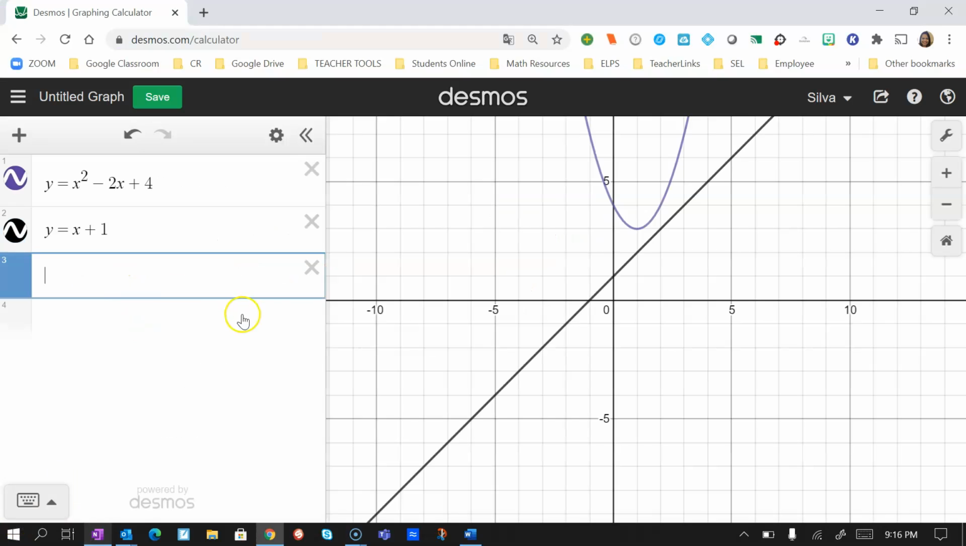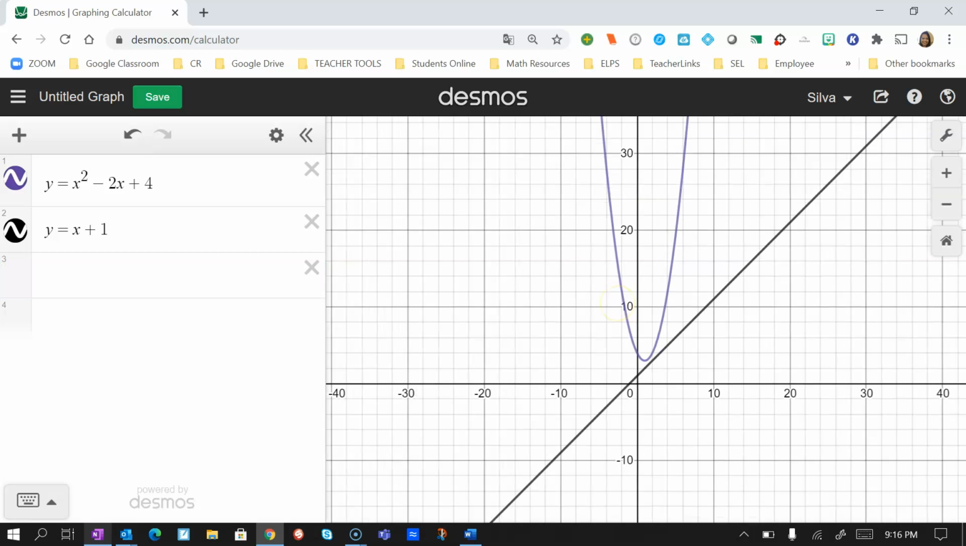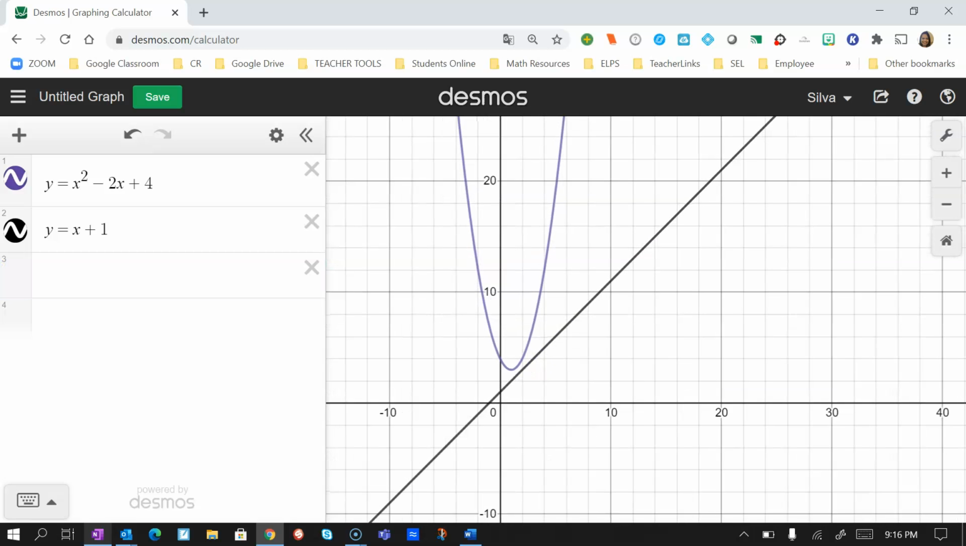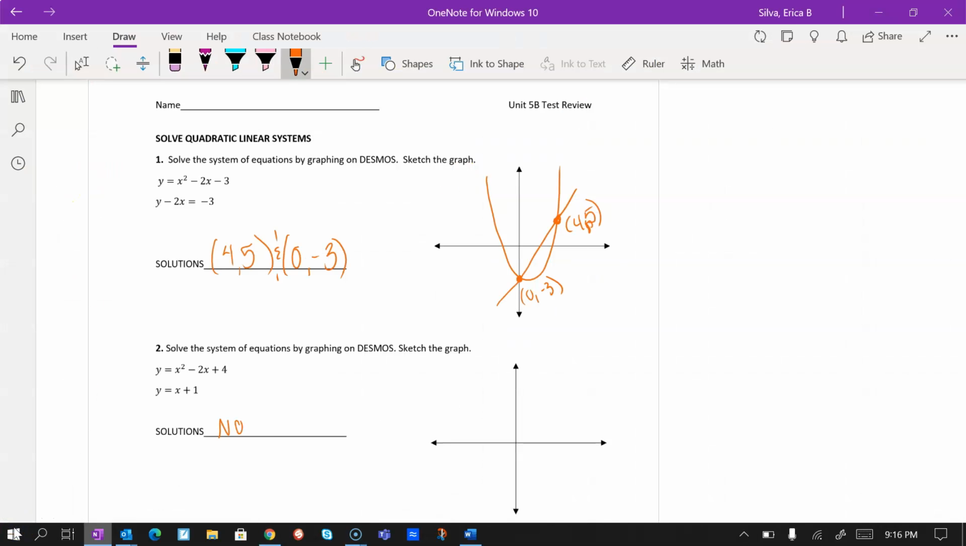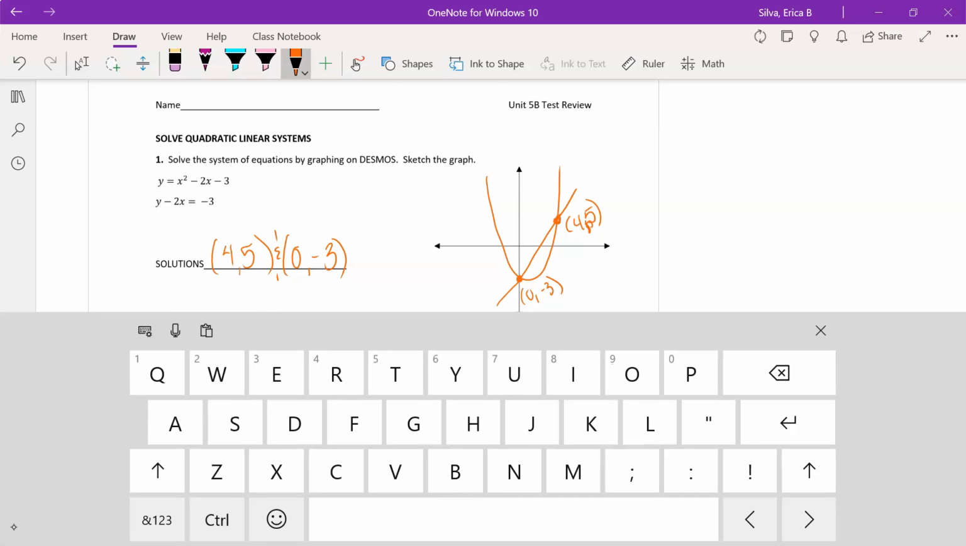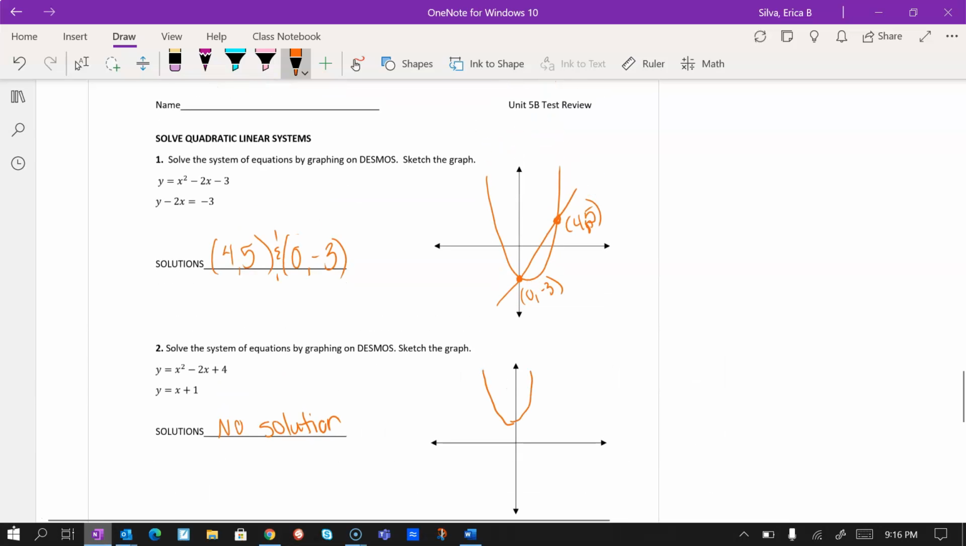Okay, let's go ahead and try the next one. So once both of them are typed in, it should look like this. Notice how it is not intersecting at all. So that means there is no solution. So on the solutions, we would put no solution. And if we wanted to graph it, it would look like this, and then a line going across that way where there is no intersection.